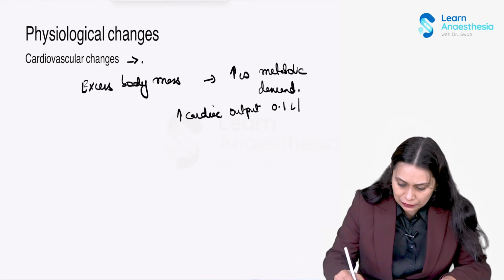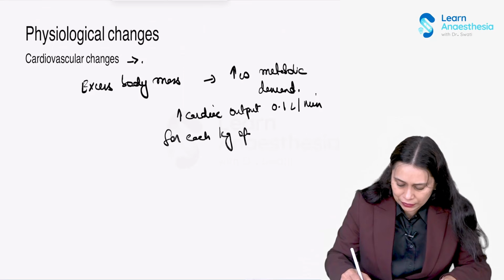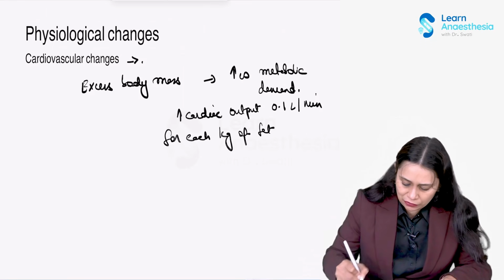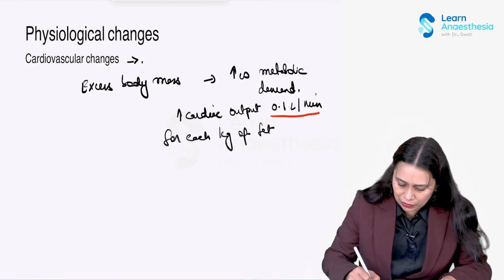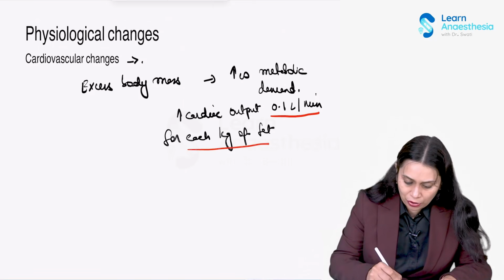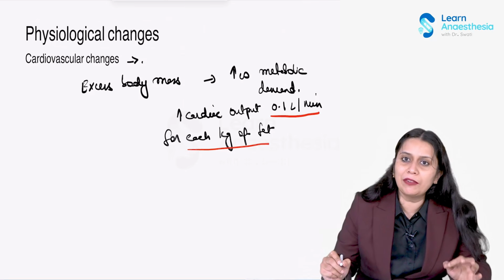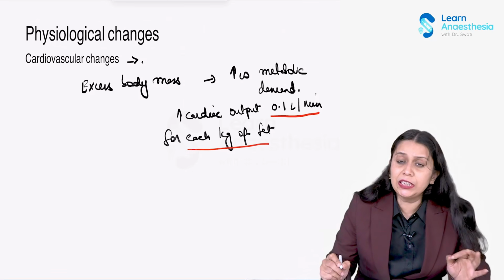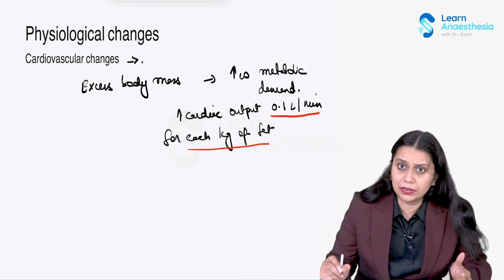0.1 liter per minute for each kg of fat. Okay, so there is an increase of 0.1 liter per minute of cardiac output for each kg of fat. And for every 13.5 kg of fat, neovascularization starts in the body.